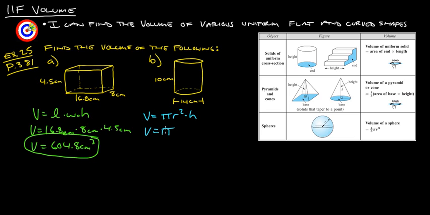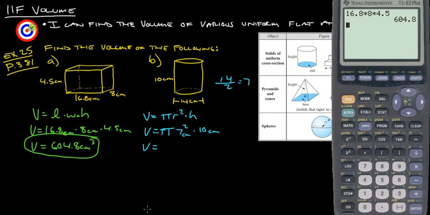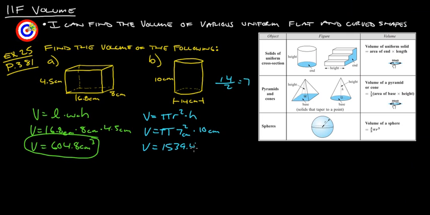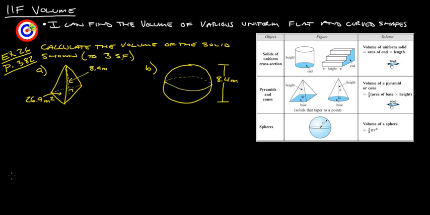So in this case we've got pi times half of 14, which is 7, so our radius is 7, so we'll do 7 squared, and that is centimeters squared, right? Times the height, which is 10 centimeters. So plug that into our handy dandy calculator: pi times 7 squared times 10, and we get 1539.4 centimeters cubed.